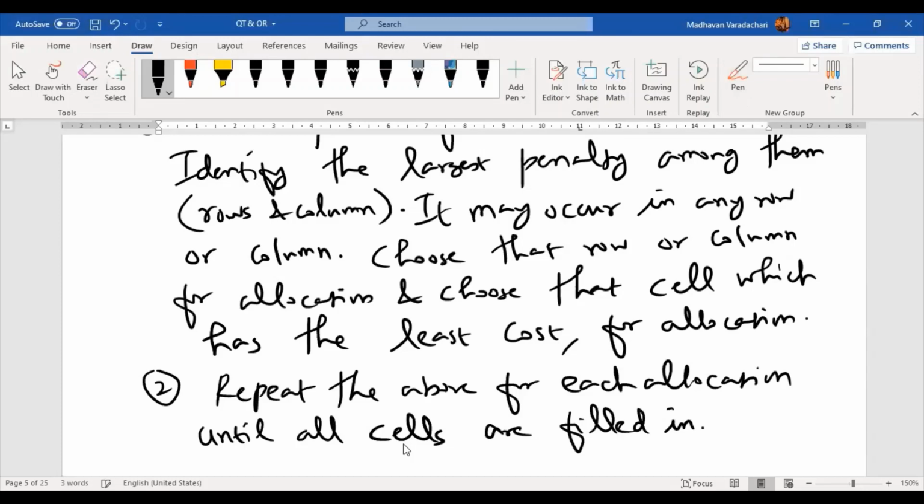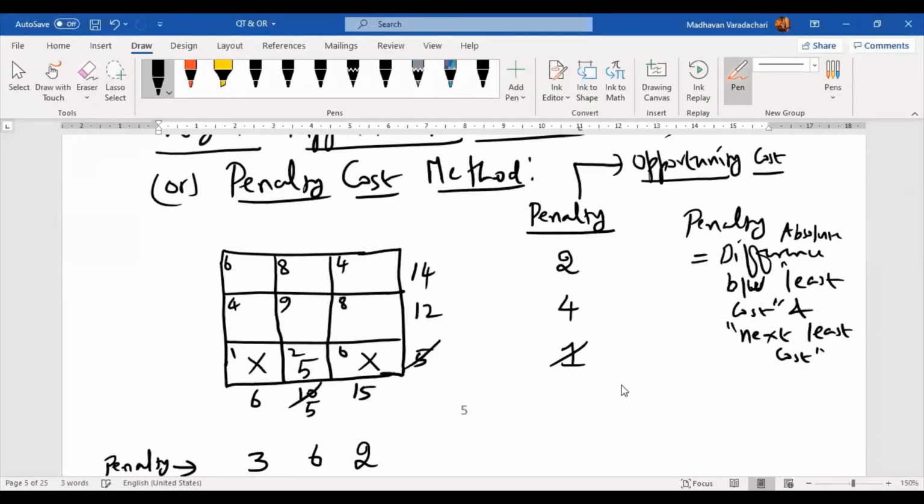Again, we have to start by identifying penalties. First row, is there any change? No change, because the least is still 4 and the next least is still 6. The penalty remains 2. Second row, again no change because nothing is filled in this row. The least cost is 4 and the next least is 8, so the penalty remains 4.